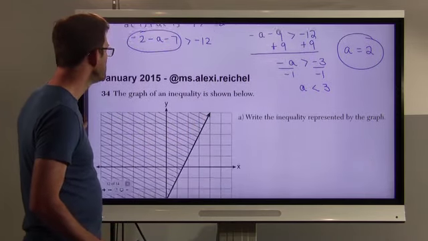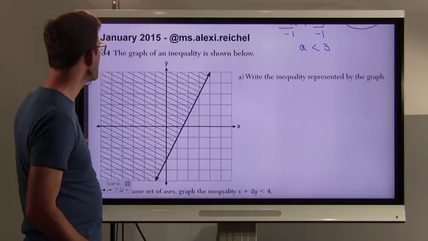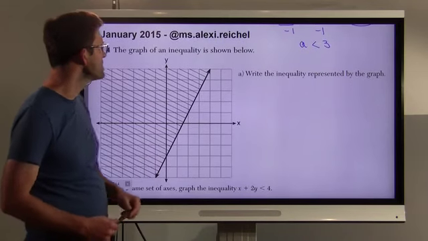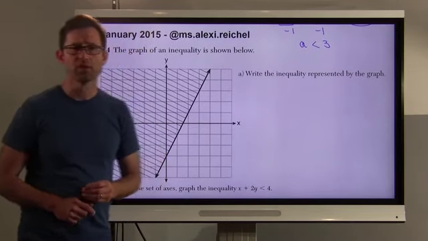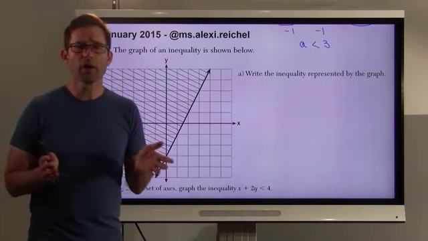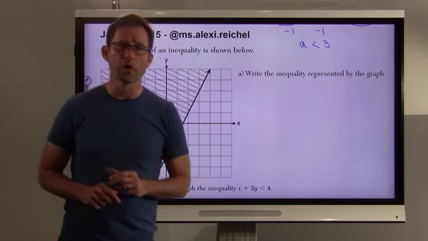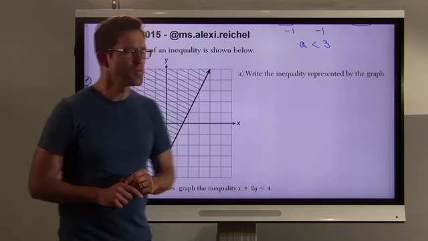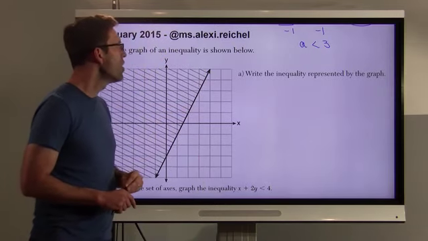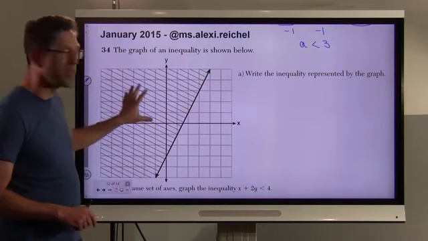Let's take a look at January 2015, number 34, at Ms. Alexi Reichel. Okay, so here we're talking about inequalities that involve two variables, x and y. So first, let's take a look at this. Letter A says, write the inequality represented by this graph.